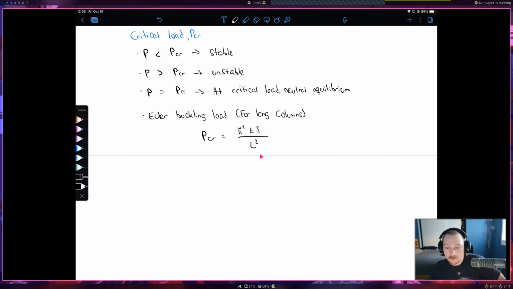Okay, so we have our critical load, and just like labs 1 and 2, we want to take that load and convert it to stress. So we're just going to take the load and divide it by the cross-sectional area of our column. Okay, so I'm going to call that sigma of CR for critical stress. Okay, so we have our load divided by the cross-sectional area.